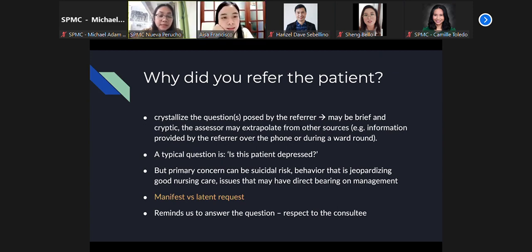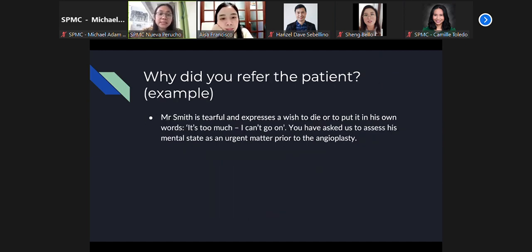And at the end of that, we also have to go back to the question why they referred the patient. So this can be out of respect also to the consultee. So we may state it as, for example, in the example, Mr. Smith is tearful and expresses a wish to die, or to put it in his own words, it's too much, I can't go on. You have asked us to assess his mental state as an urgent matter prior to angioplasty. So we have to state their specific reason for evaluation.